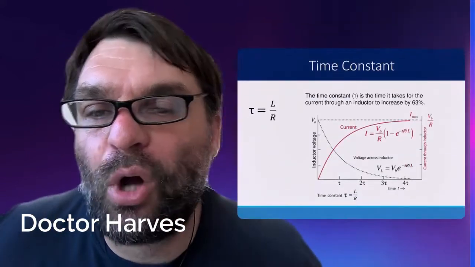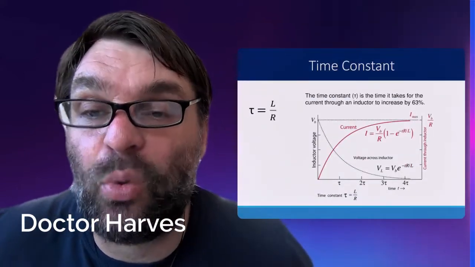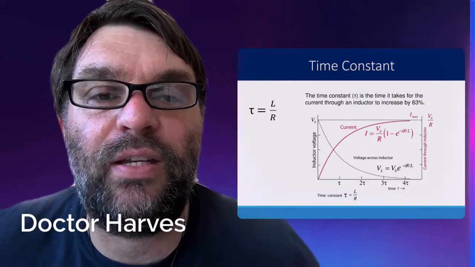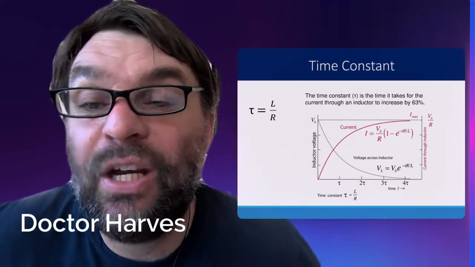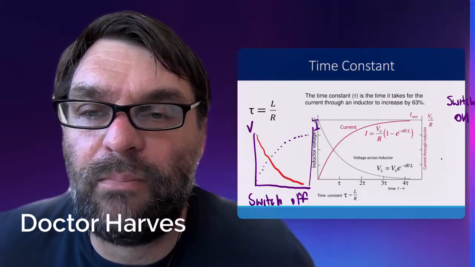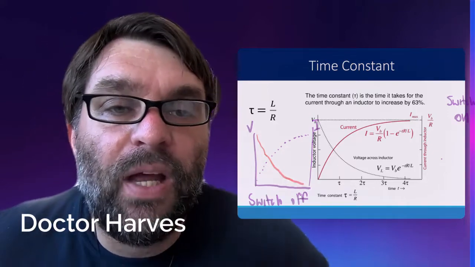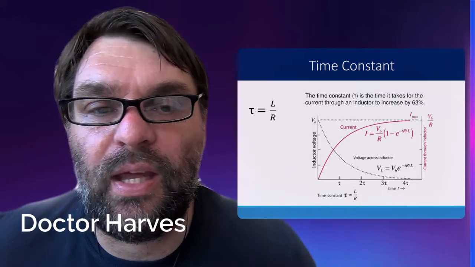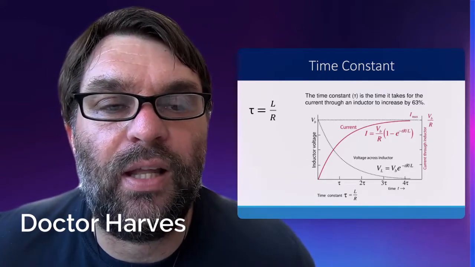So the time constant, which again is similar to the one for capacitance, is the time taken for the current through the inductor to increase by 63%, and it's given by the self-inductance divided by the resistance in the circuit. You don't need to know the decay equations there, but you do just have to know the equation so you can make those calculations.